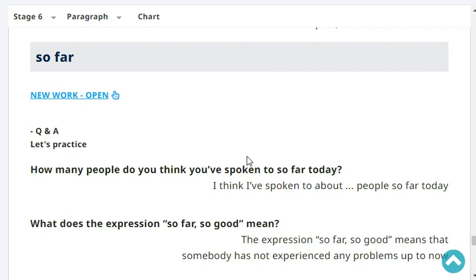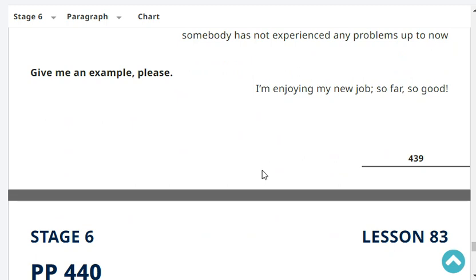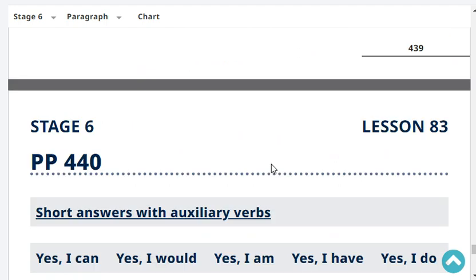The expression "so far so good" means that somebody has not experienced any problems up to now. Give me an example, please. I'm enjoying my new job. So far, so good. Very good.